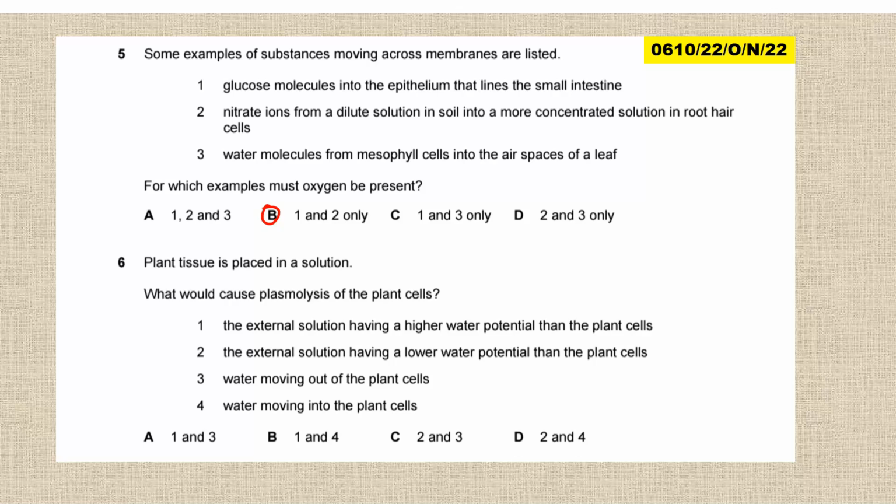Plant tissue is placed in the solution. What would cause plasmolysis of the plant cell? Plasmolysis is a result of loss of water. So outside there's less water potential, which means it's more concentrated outside. The external solution having a higher water potential than the plant cell? No. The external solution having lower water potential compared to the plant cell? Yes. Water moving out of the plant cells? Yes. Water moving into? No. So it is 1 and 3. Do we have 1 and 3? Yes.